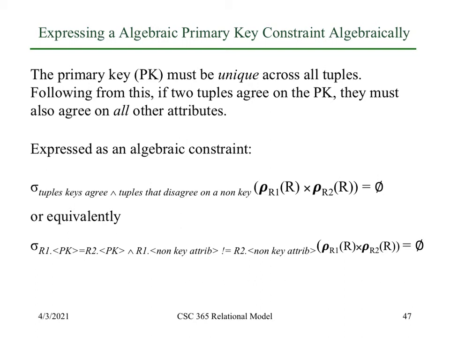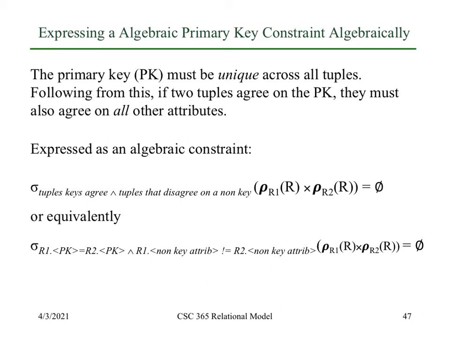And obviously, since it's supposed to be a primary key, you want that to be unable to happen. In other words, if the keys agree, then it can't be possible for a non-key to disagree. The same non-key here as in here. And what you end up with is that if you've got primary key, then that must be equal to the empty set.